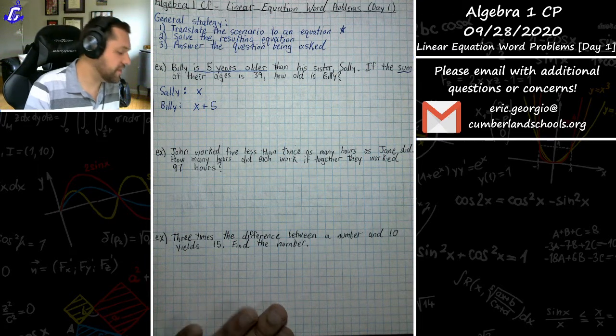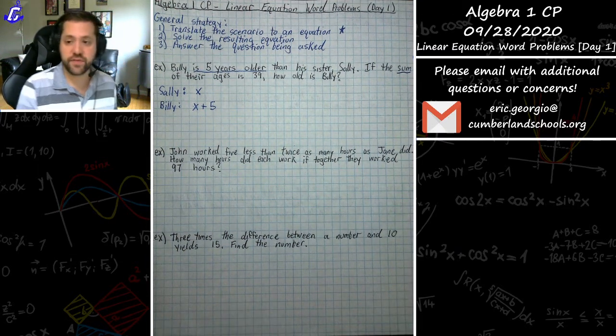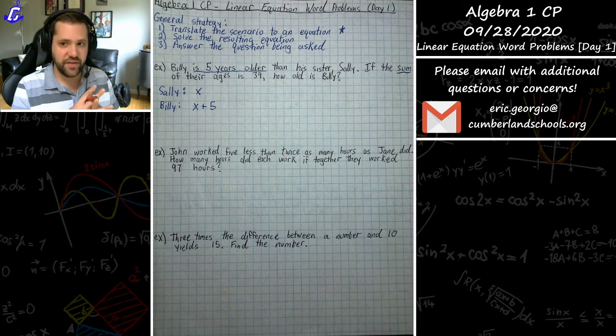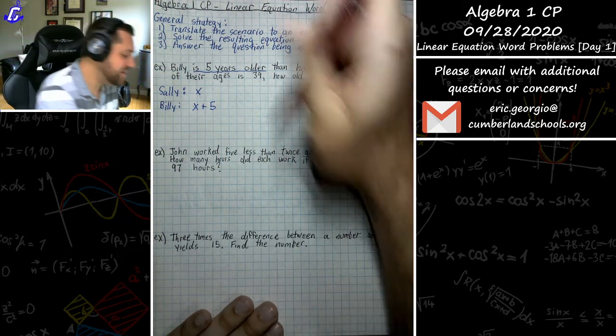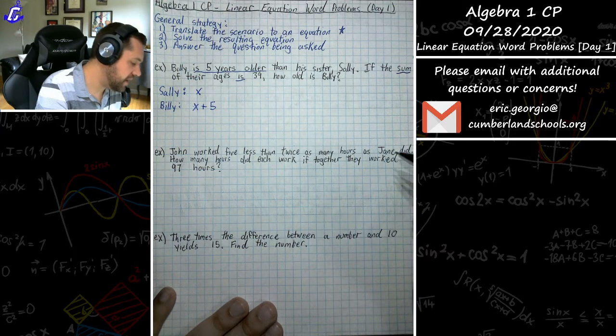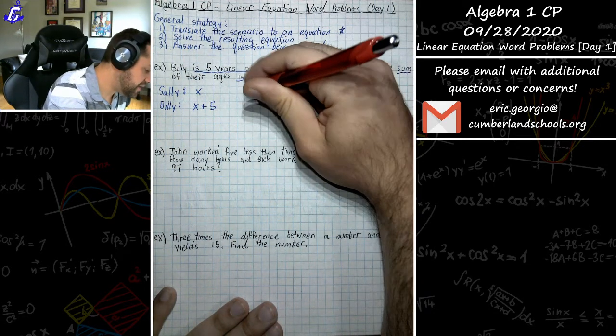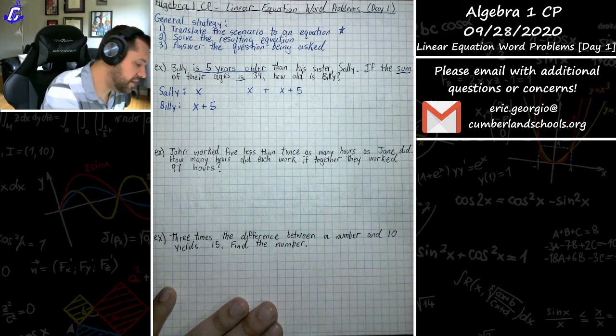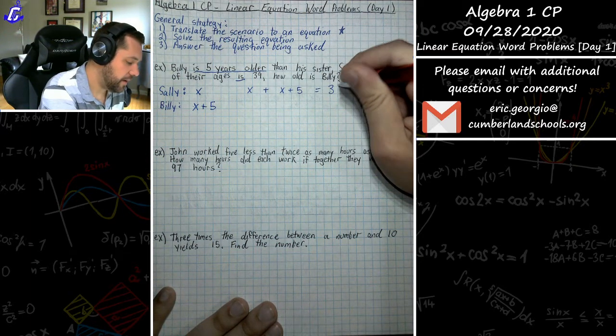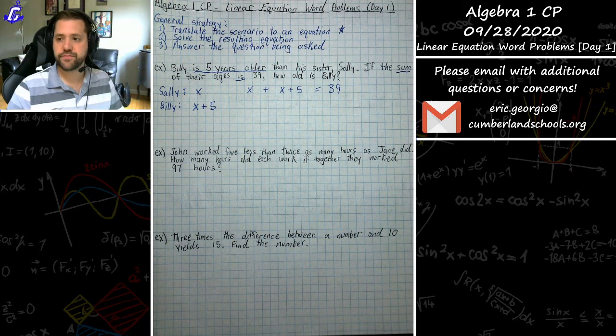It then says the sum of their ages is 39, so sum means we're going to add things together. We're going to take Sally's age plus Billy's age and say that that is 39, right, equals 39. So I'm going to set up my equation to be x, Sally's age, plus x plus 5, that's Billy's age, equals 39. Hopefully that made sense how we set that up.